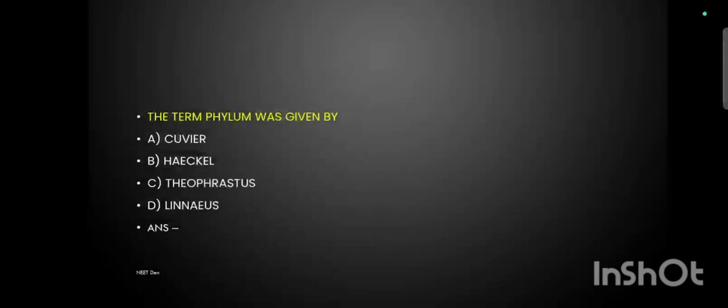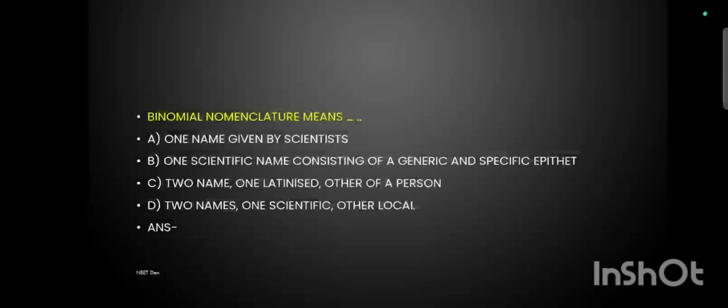The term phylum was given by, answer options A. Cuvier, B. Haeckel, C. Theophrastus, D. Linnaeus. The correct answer is B. Haeckel. This is again a new information. Question. Binomial nomenclature means option A, one name given by scientists. Option B, one scientific name consisting of generic and specific epithet. Option C, two name, one Latinized, other of person. D, two names, one scientific and other local name. The answer is B.